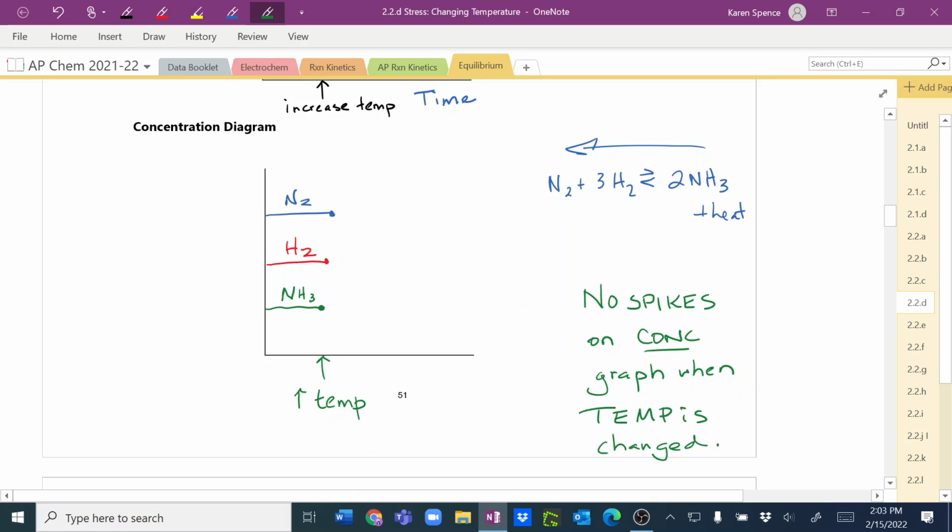I think it's the only instance where you don't see any spikes. So just for temperature and just for the concentration. You'll still see them on the rate diagram, but not on the concentration diagram. And you're right, now the N2 is going to go up.